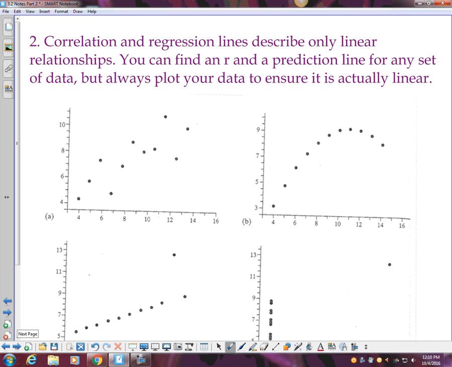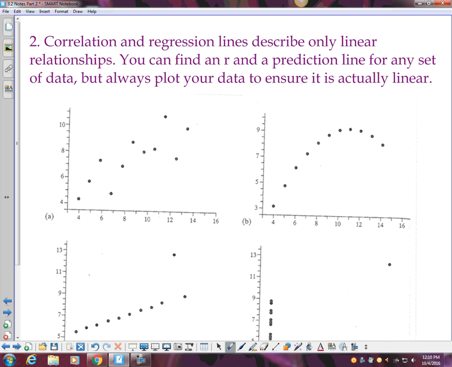Correlation and regression lines describe only linear relationships. Only linear relationships. But I can find an R and a prediction line for any set of data. You give me data, I don't care if it's linear or not, I'll give you a linear model that best fits it. That doesn't mean it's a good idea. You give me data that's not linear, I can find an R. That doesn't mean that it's linear.